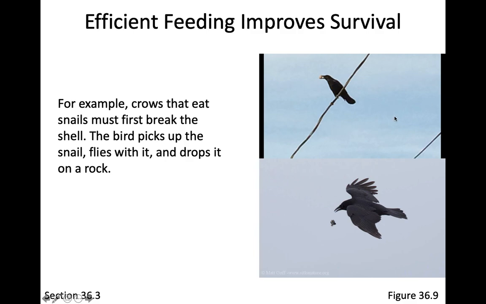Now, crows over here, in Japan and all across the globe, pick up things like nuts, snails and little crabs, and they'll drop them from the air onto rocks to try to break them open.